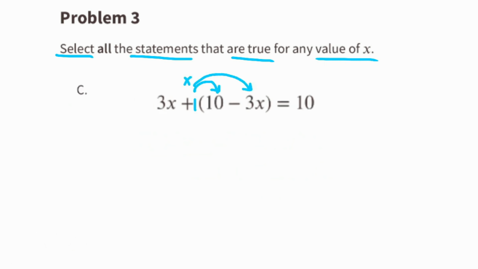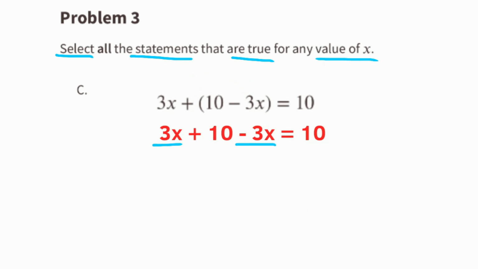C. A positive times a positive is a positive, and a positive times a negative is a negative. So on the left side of the equal sign, it reads 3x plus 10 minus 3x. The 3x minus 3x cancels each other out, and we're left with 10 on the left side and 10 on the right side. That means that this statement is true, because 10 equals 10.